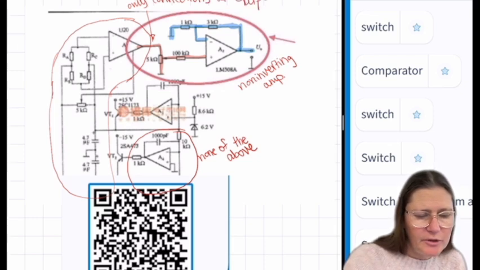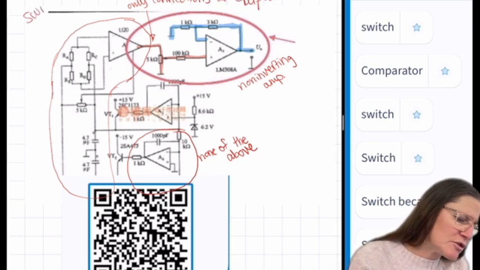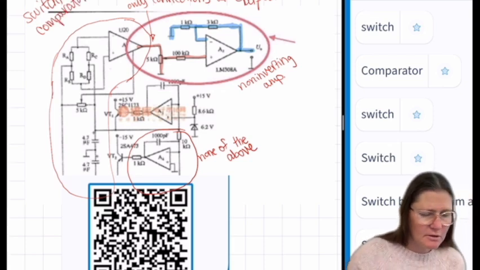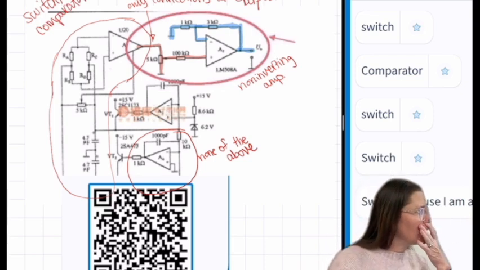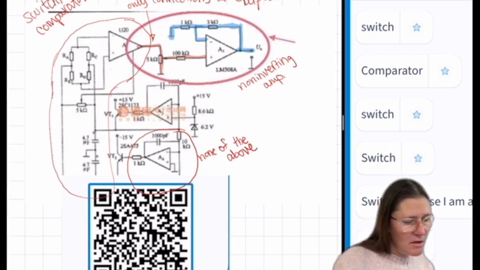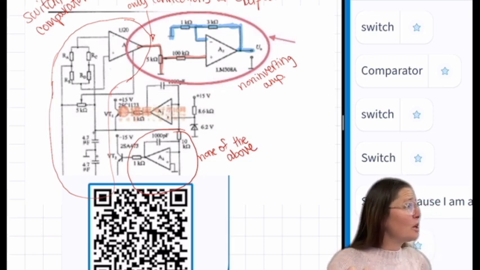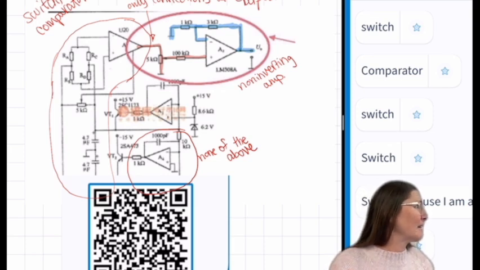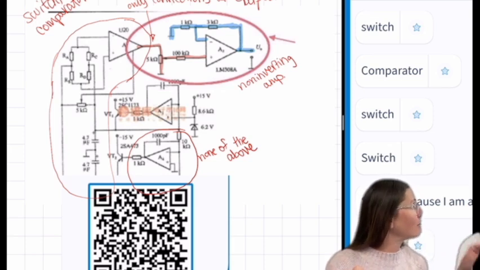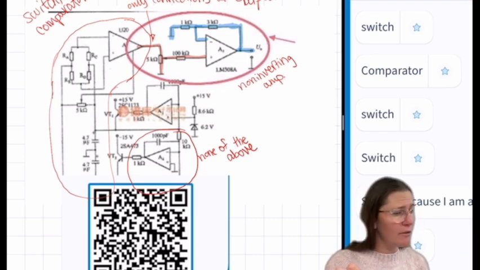So this is correct that you put a switch comparator. Either one of those would be a correct answer. Okay, questions on this? Yes. Is the only reason it's a switch because there's no feedback? Correct. If there's no feedback, it can only be a switch or comparator. You have to have feedback in order to have a voltage follower.